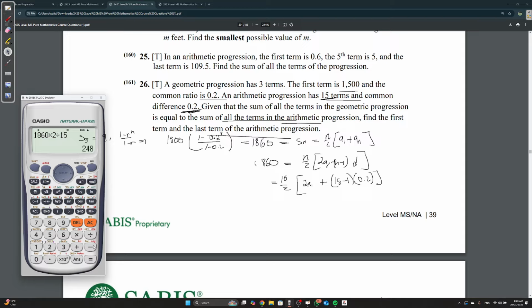Okay, minus 14 times 0.2 divided by 2, you're gonna get a1 is equal to 122.6. They want the last term of the arithmetic progression, so they want a15. What's a15 equal to? Anytime you want the nth term, you can use dn plus b, or you can use a1 plus n minus 1 d. So 122.6 plus 14, because n minus 1, times 0.2. 14 times 0.2, 125.4.